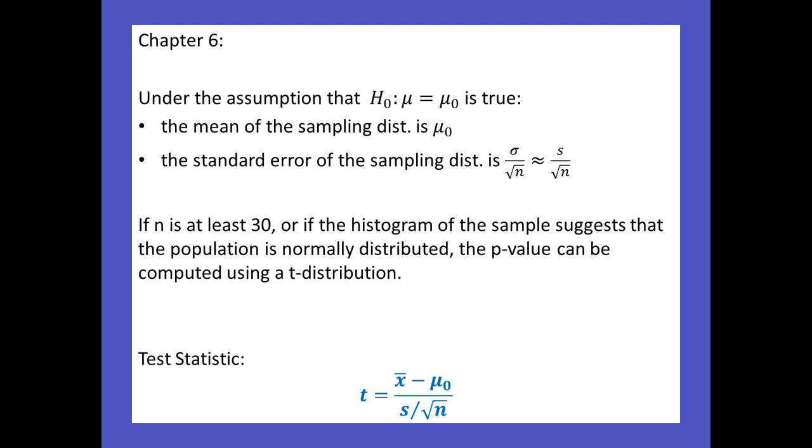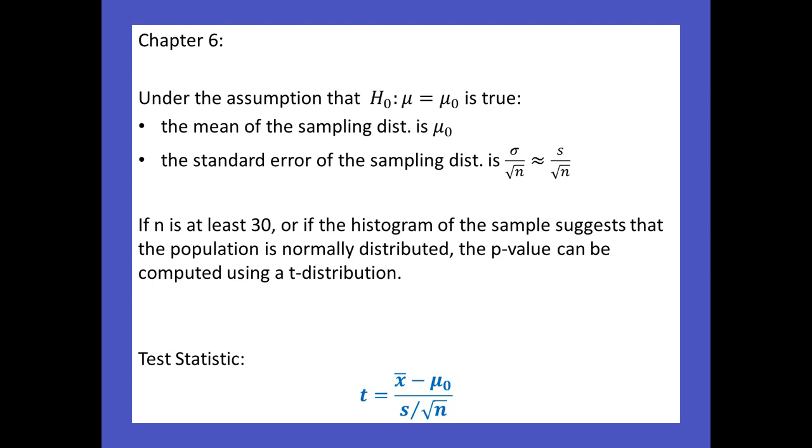Then, if n is at least 30, or if n is less than 30, but the histogram of the sample suggests that the population is normal, then you can compute the p-value using a t-distribution. This is really a two-step statement here, where we're basically saying if n's at least 30, you could apply the central limit theorem, so the sampling distribution should be approximately normal, but because we have to use s as a point estimate for sigma again, we're going to have to use the t-distribution again, just like we did with confidence intervals.